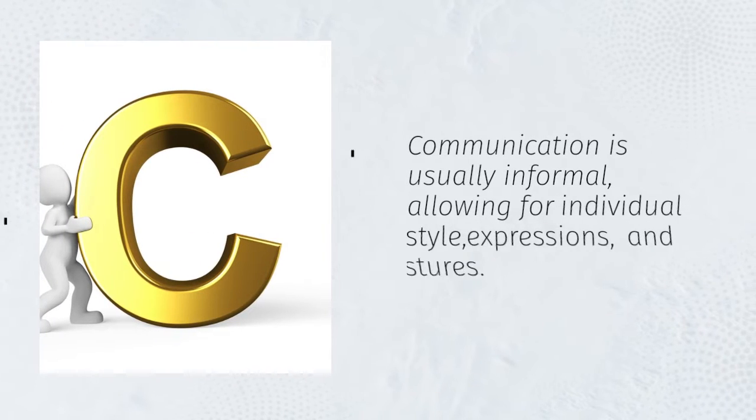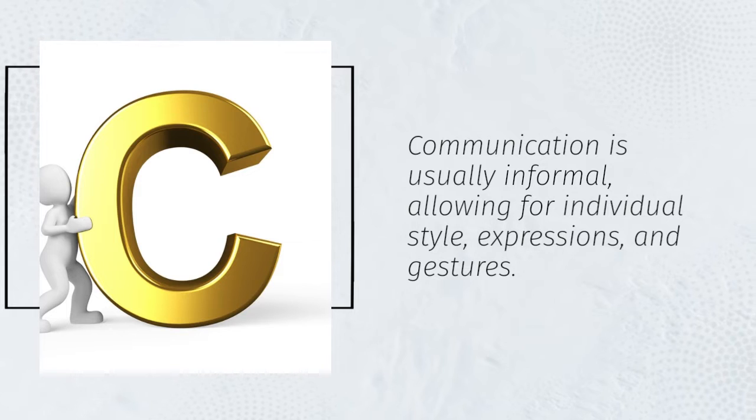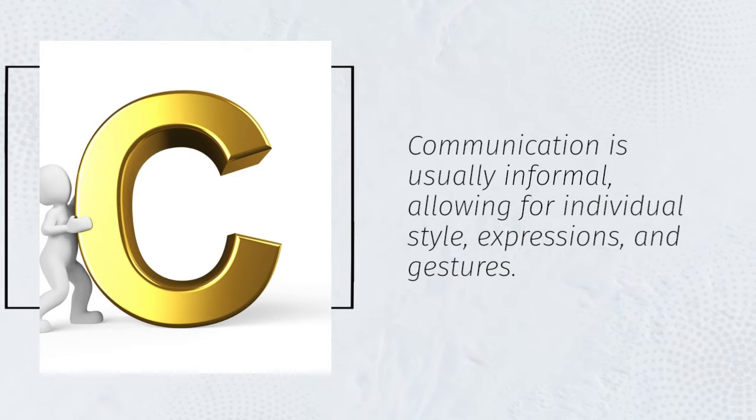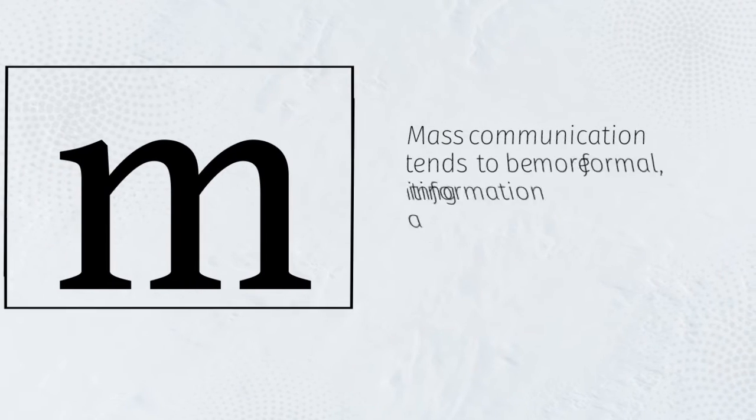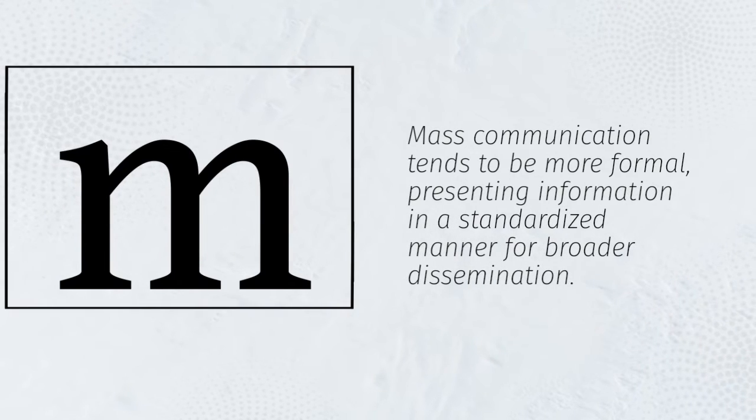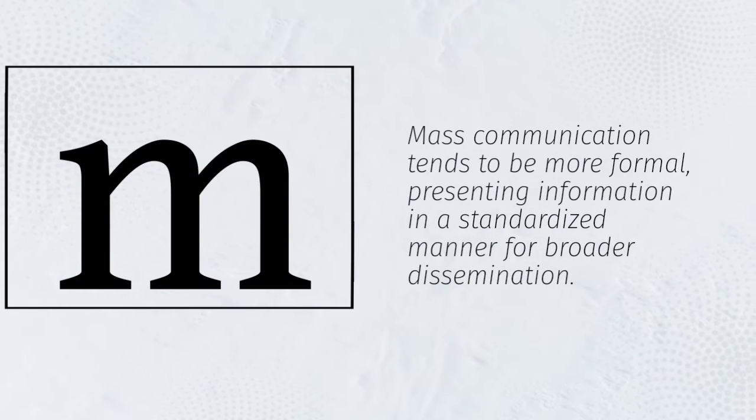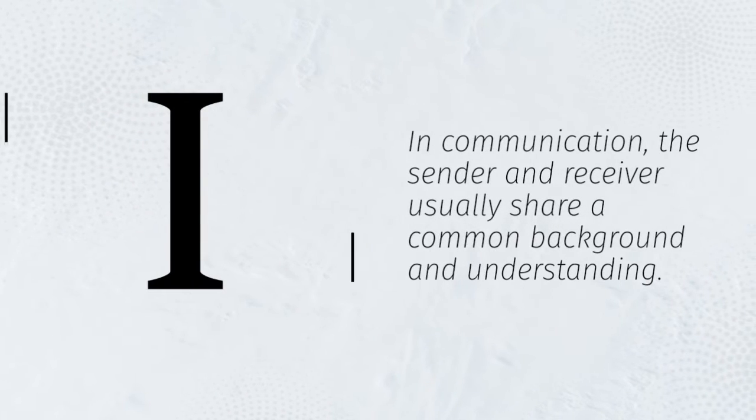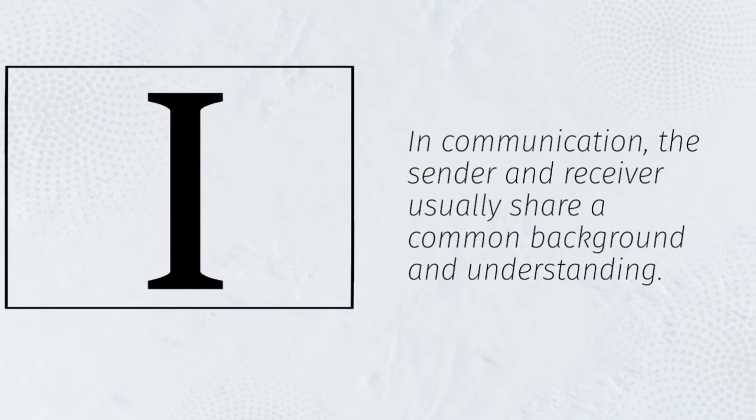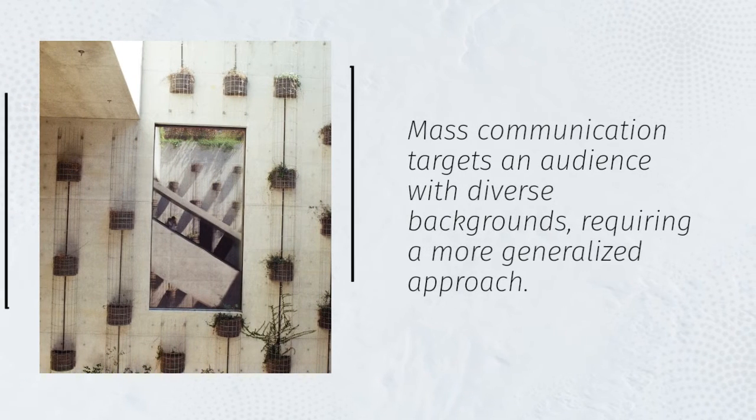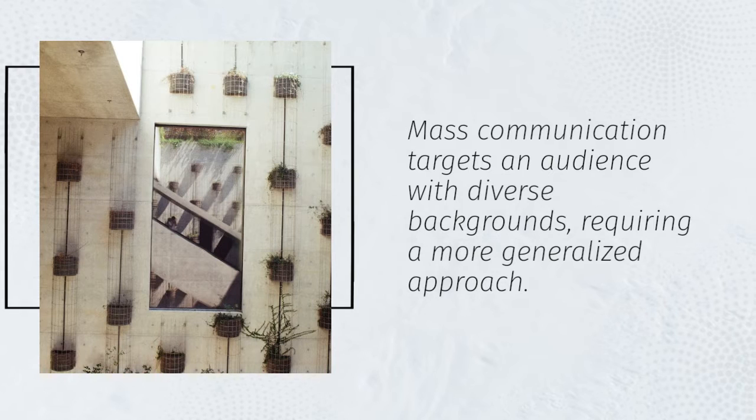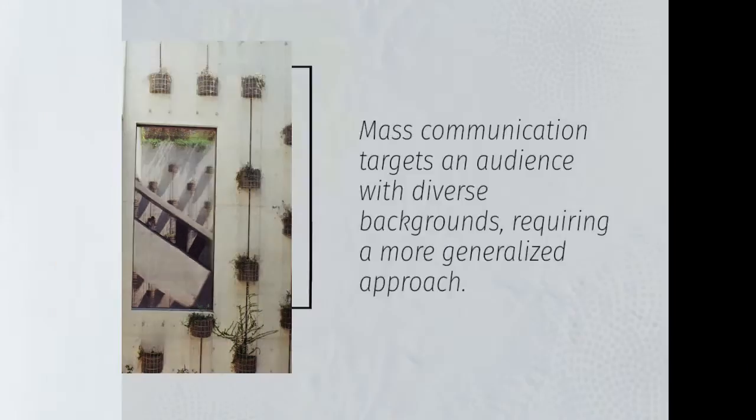Communication is usually informal, allowing for individual style, expressions, and gestures. Mass communication tends to be more formal, presenting information in a standardized manner for broader dissemination. In communication, the sender and receiver usually share a common background and understanding. Mass communication targets an audience with diverse backgrounds, requiring a more generalized approach.